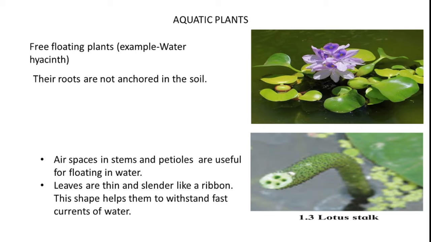Air spaces in stems and petioles are useful for floating in water. You can see the example of a lotus stalk. Holes are there. It is filled with air and it helps for floating in water. Leaves are thin and slender like a ribbon. This shape helps them to withstand fast currents of water.